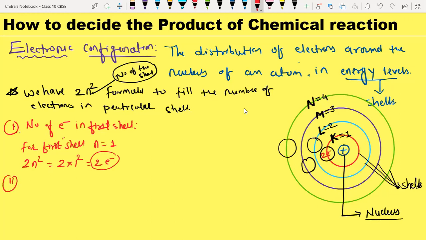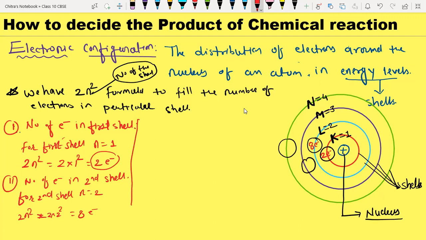Now for the second shell, n equals 2. Using the formula 2n square, it is equal to 2 into 2 square. 2 square is 4, and 4 twos are 8. So 8 electrons will come on the second shell.